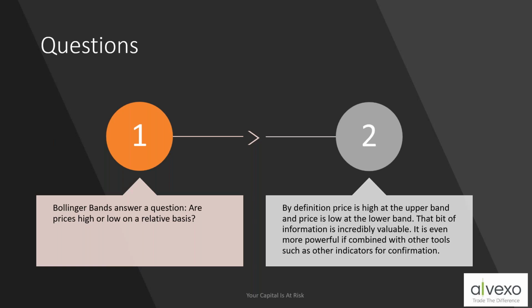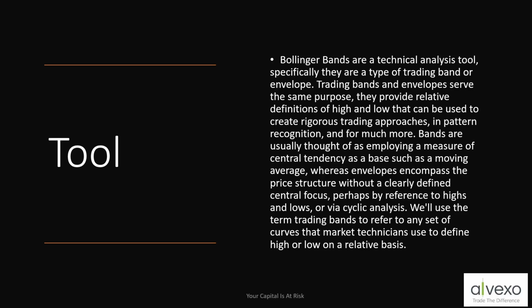And Bollinger Bands answers a basic question: is the current price at this moment on a high or low relative basis? By definition, prices are high near the upper band and prices are low near the lower band. We haven't gotten to what the bands are yet, but I'm going to show you in a second in a live chart.